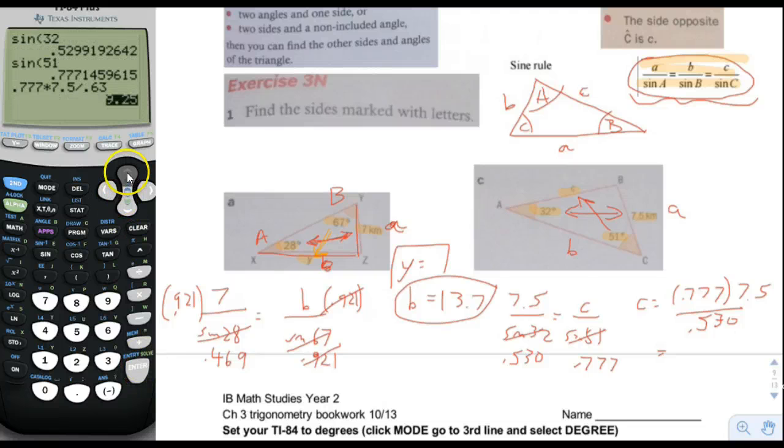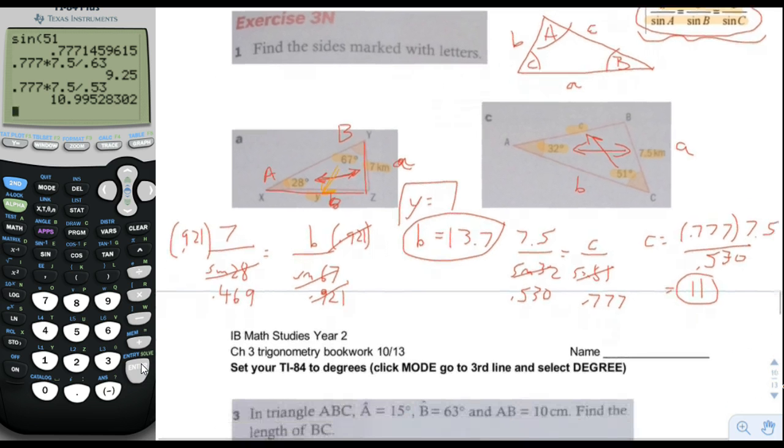Oops, I typed that wrong, didn't I? It's 530. Do you know you can do this? Just type over it, fix it. Okay, it gives me 10.995, which is 11, right? So side C is 11. And that looks reasonable, right? Because it looks a little bit longer than 7.5. Sometimes the drawing is not to scale, but in this case, I think they tried to make it to scale.